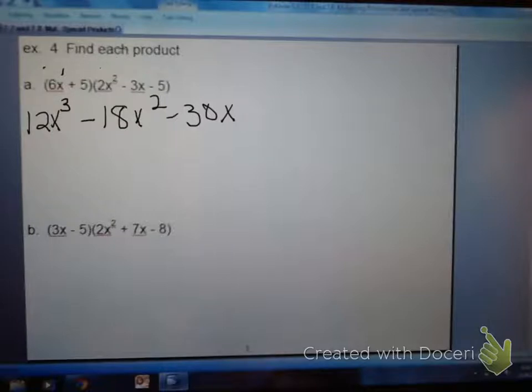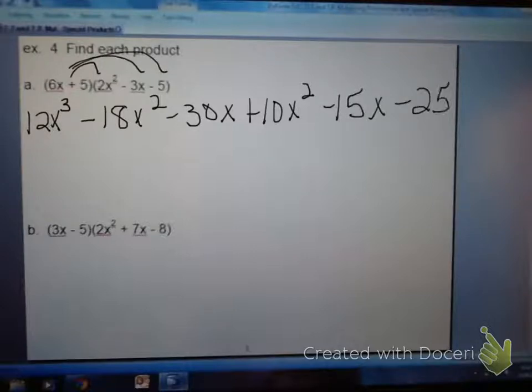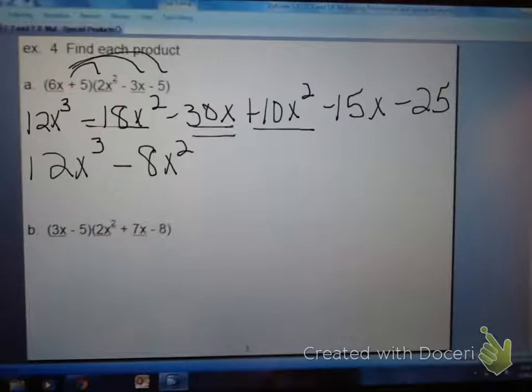Okay, now we're going to distribute the 5 times each thing. So that's 10x squared minus 15x minus 25. Combine like terms. And also when you combine like terms, you also put it in descending order. Negative 8x squared and a positive 10x squared is a positive 2x squared. Negative 30x and a negative 15x is a negative 45x. I don't have anything to combine the negative 25 with, so I bring it down.